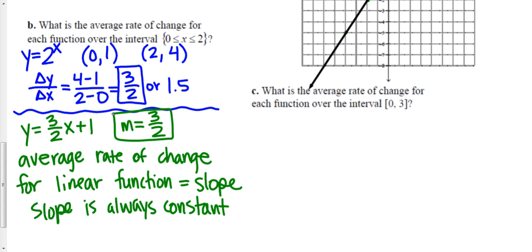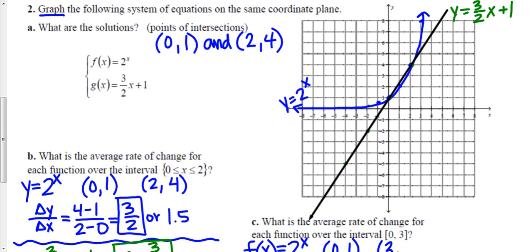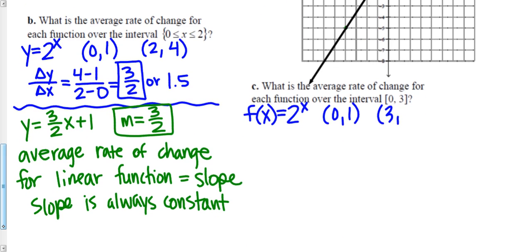Okay? Let's go ahead and try C. So this time I'll use the proper notation. They want to know the average rate of change for each function over the interval 0 to 3. Proper notation, f of x equals 2 to the power of x. When x is 0, we already know y is 1. Now we have to figure out when x is 3, what is y? If I look up 3, I'm right here. So it is 8.